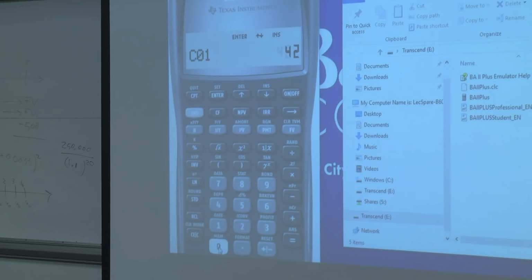Then you have a second one that is 54,000, which will also happen only once, and then a third one that is $58,000, which also will happen once. 4.5 is the interest rate, and then compute.